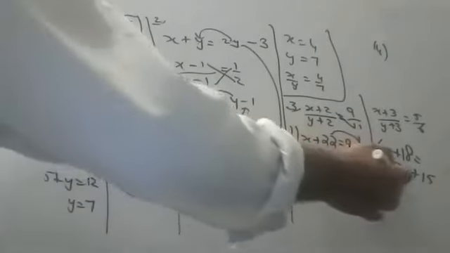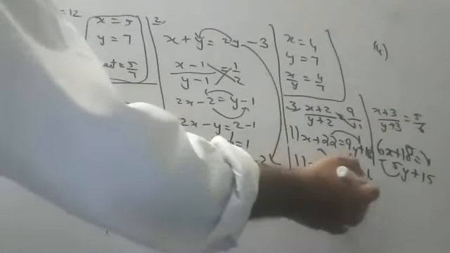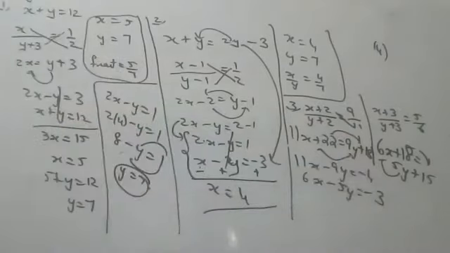Okay, children. Bring this here. Take this there. 6x minus 5y is equal to 15 minus 18, minus 3. You have to solve the equation. Okay, children. When you solve the equation, what are you going to get, children?